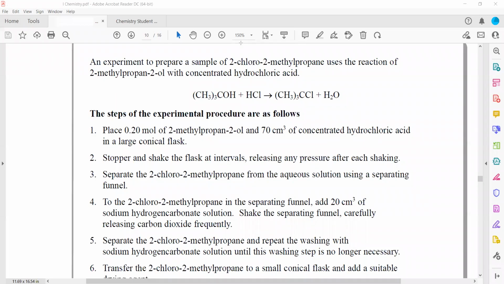So this question is related to preparation of chloroalkane from alcohol. An experiment to prepare a sample of 2-chloro-2-methylpropane uses a reaction of 2-methylpropan-2-ol with concentrated hydrochloric acid. So alcohol is converted into halogenoalkane, and the steps for how it is done are also listed.